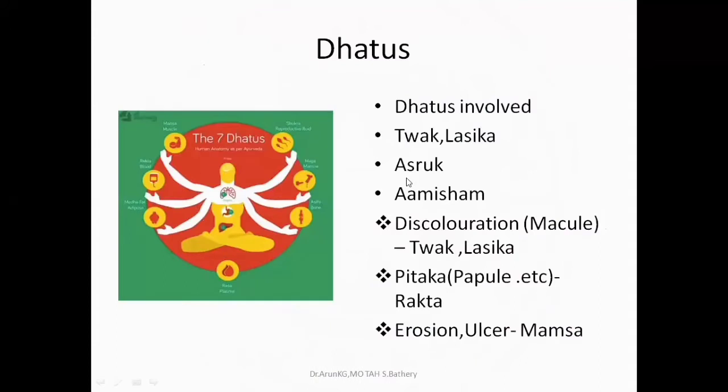Now, coming to Dhatu vitiation, as we already mentioned, Twak, Rakta, and Mamsa are the main Dhatus as per the classics. So if Twak and Lasika only is involved, there will be some discoloration only. Okay, discoloration. There will not be any eruption. So discoloration means there will be macules only. Okay. If Rakta is involved, there will be pitaka.